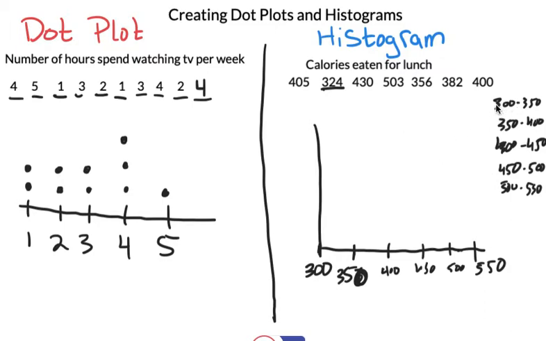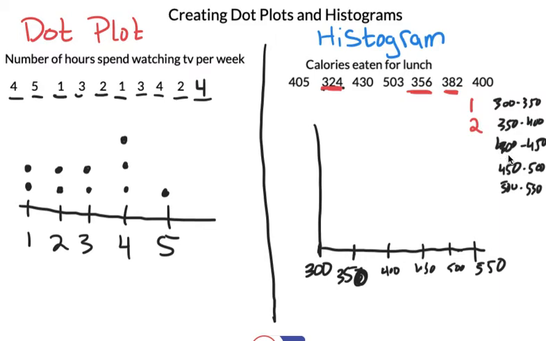So if we're going to do it that way, we can say, okay, how many times is there between 300 and 350? Well, we have 1, and it looks like that's it. So we can just put a 1 next to that one. Then how many times do we see numbers between 350 and 400? Well, we see this number and this number, so we see 2.